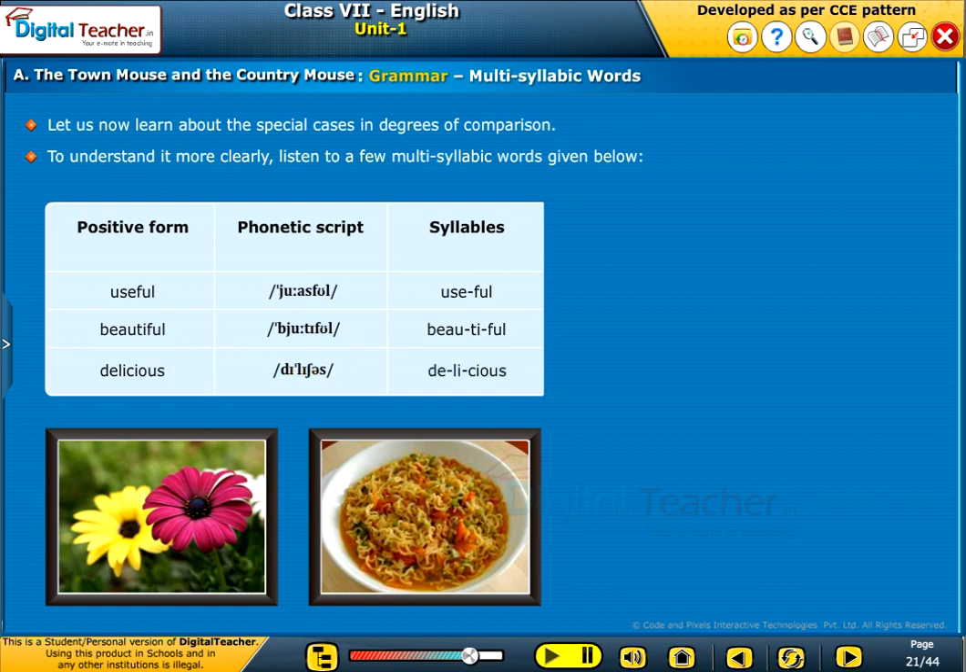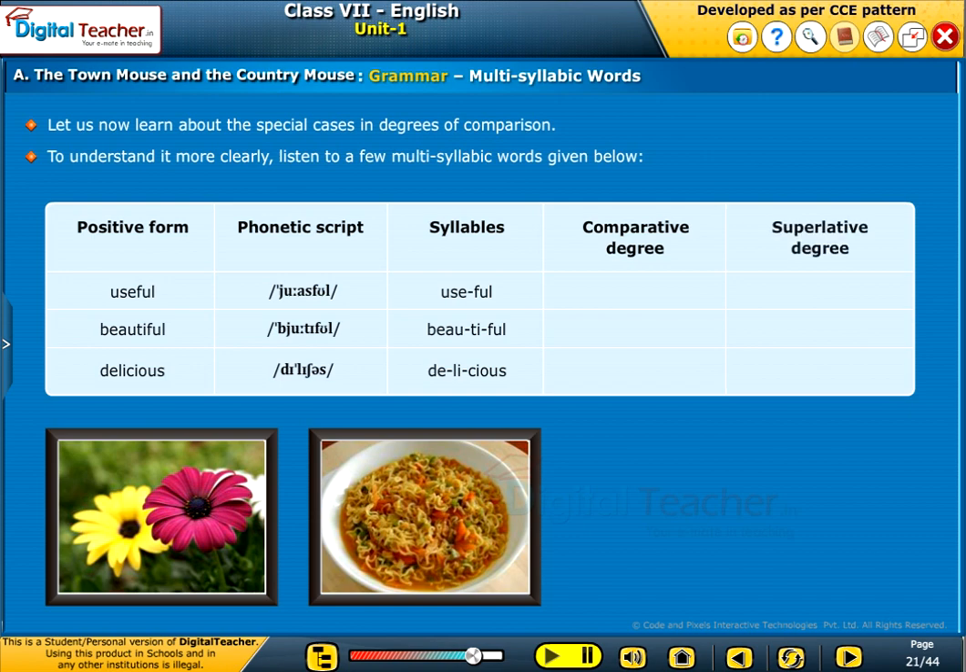de-li-cious. So to form comparative and superlative degrees of these adjectives, we don't add er or est, but we add the words more and most. For example, useful, more useful and most useful. Beautiful, more beautiful and most beautiful. Delicious, more delicious and most delicious.